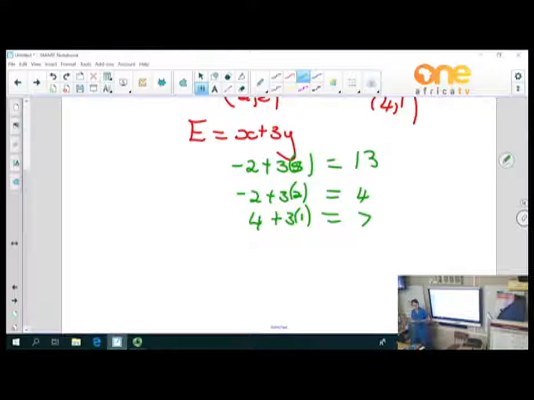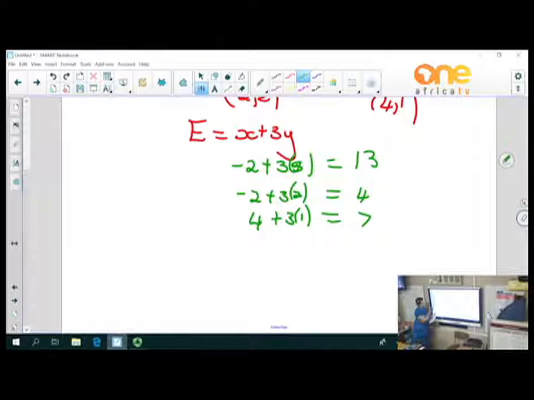Just wait until we do the practical ones on the graph paper, and then you're going to see how you're going to use it. I told you right at the beginning we're going to do a few things which lead to one question. We've done everything separately, and we'll put it together in the next question. Just first do this one.